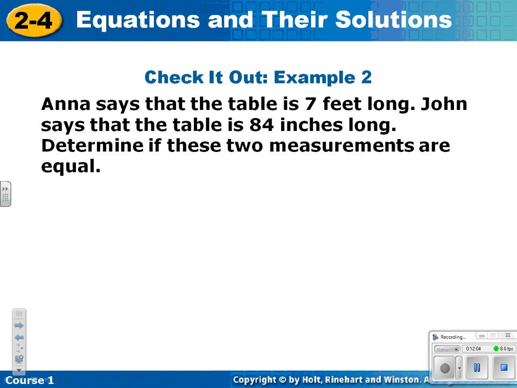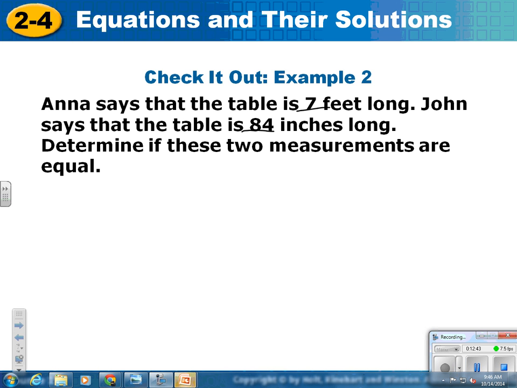Anna says the table is 7 feet long. John says the table is 84 inches long. Determine whether they're equal. You guys should all have a little scrap piece of paper or something. Write down an answer. I want you all to be careful. A bunch of you see these two numbers, 84 and 7, and you're like, oh, I got to multiply those two. That's not true. Read the question.